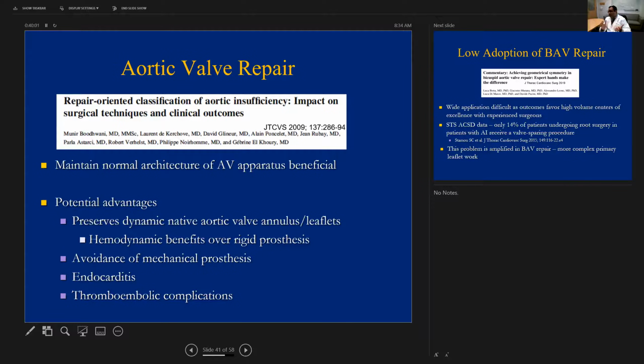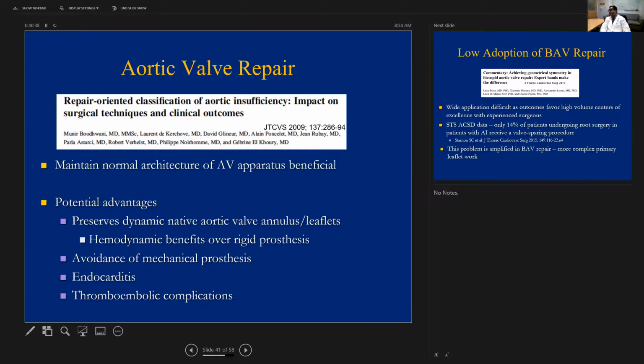Well, the idea theoretically is that it's important to maintain the aortic valve apparatus. Maintaining a normal architecture can be beneficial for the long term. That's the belief. That's what we think. The potential advantages include maintaining the dynamics and the physiology of the aortic valve and the root. I think there's something to say about that, that maintaining those hemodynamic benefits could be more beneficial over rigid prosthesis. Avoiding mechanical valve prosthesis is one of the main reasons why this is appealing to a lot of patients.